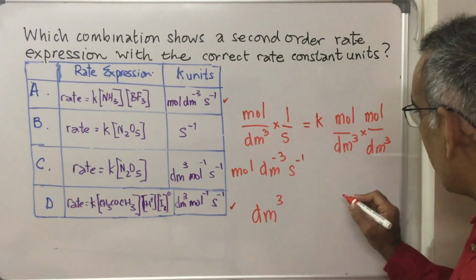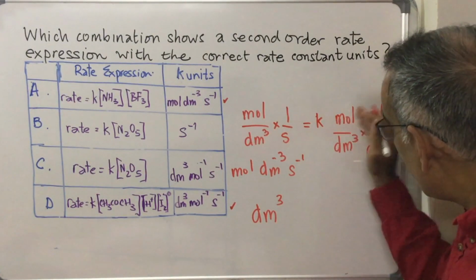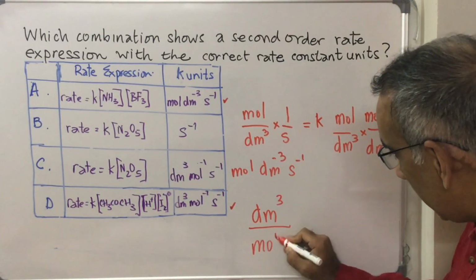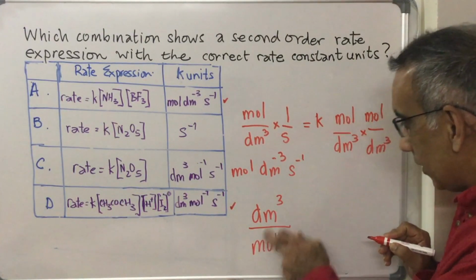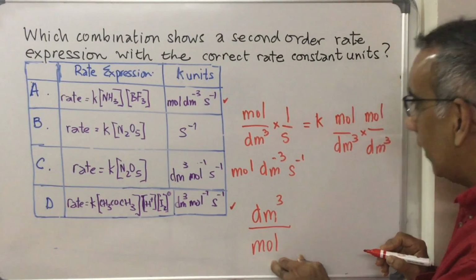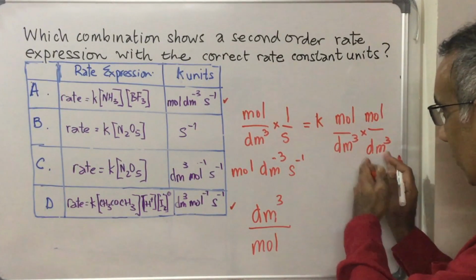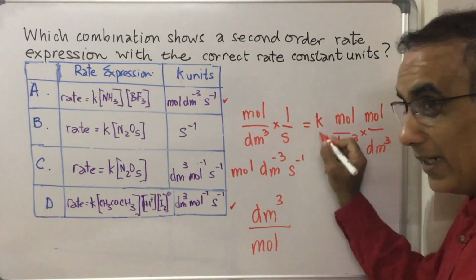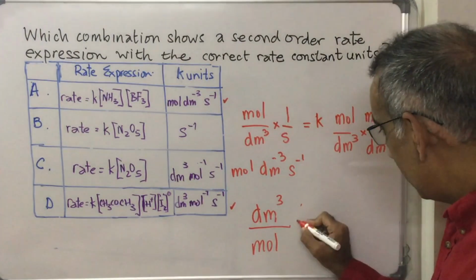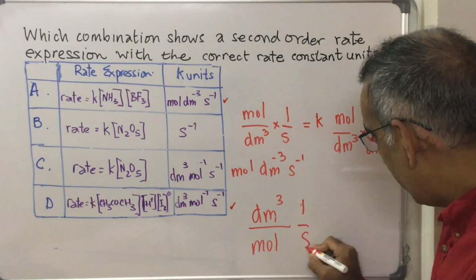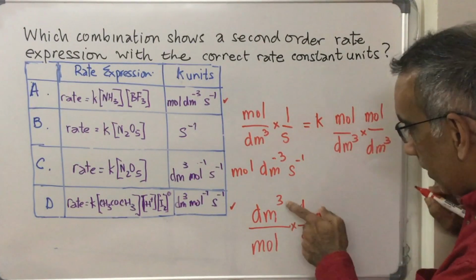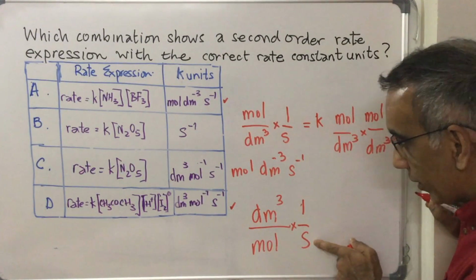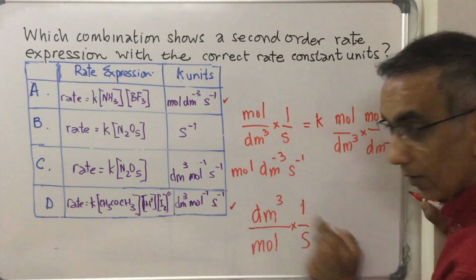It would also have to have something to cancel out one of these moles from here. So that would mean that mole would have to come here in the denominator. So dm cubed per mole, and then of course the per second, which is not even on this side, it's on that side. So that would also have to be included in K, multiplied by 1 over second, which gives dm cubed per mole per second, an answer of D.